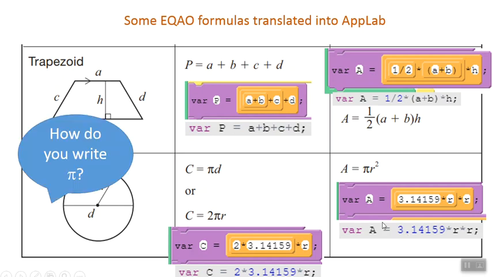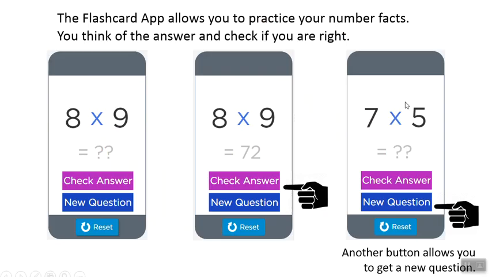Just notice how we write pi. We're writing pi as 3.14159. For r squared, we're simply writing r times r, so we're actually doing it out manually. To write a half, there's a 1 up here, so it's going to be 1 divided by 2 in this area of a trapezoid formula.